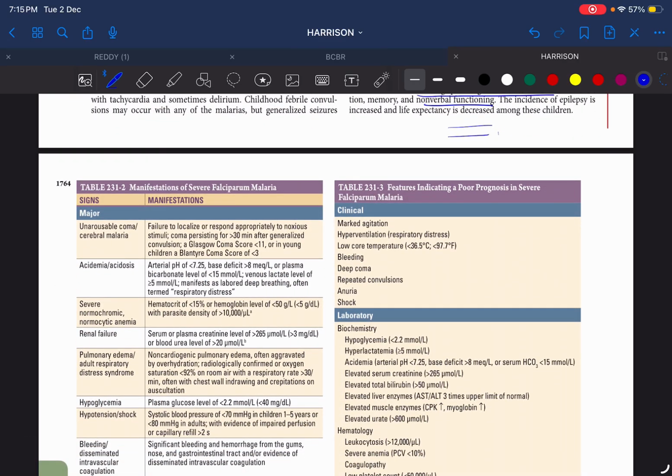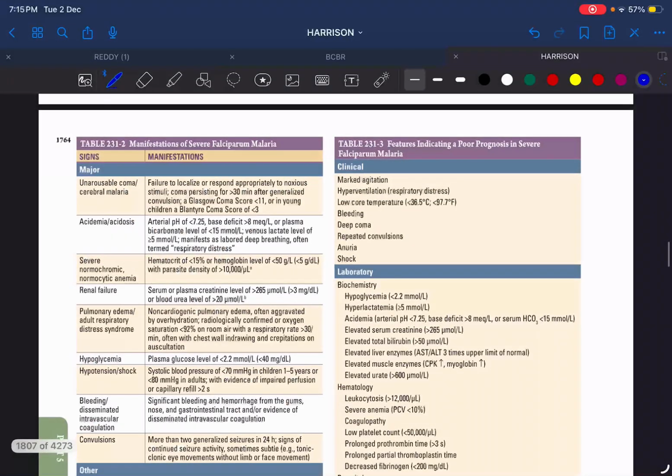So what are the manifestations of severe falciparum malaria? This is very, very important. It can be classified into major and minor. In major, unarousable coma, where the GCS will be usually less than 11. Then acidemia or acidosis, where the arterial pH is less than 7.25. Very, very important. Asked in AIIMS also, previous year question. The lactate level will be more than or equal to 5 millimole per liter.